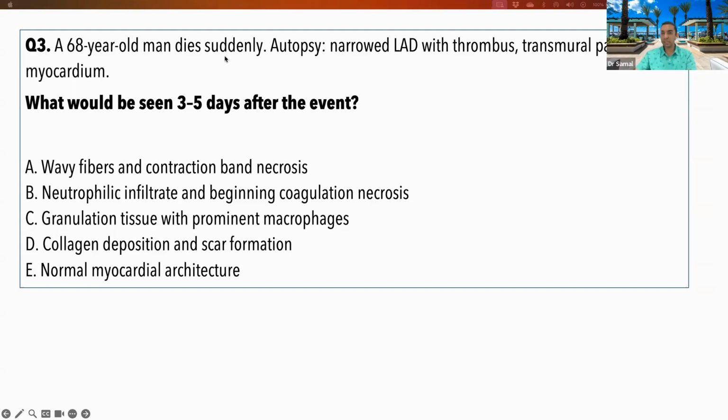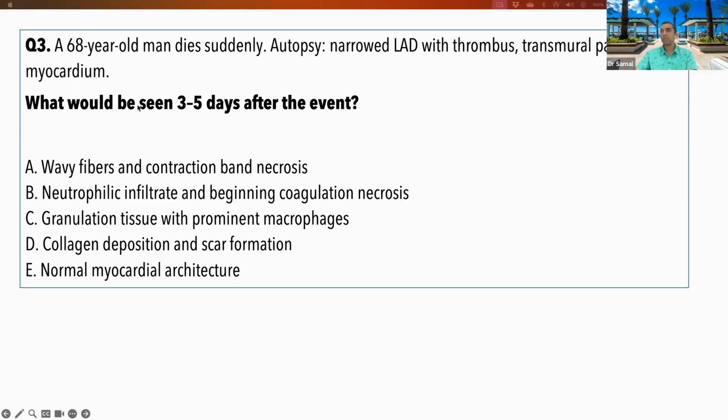Old dies suddenly. So the first line told me many things here. Died suddenly is like sudden cardiac death, probably. Autopsy, okay, let's see. Narrowed LAD with thrombus, okay. Transmural pale area. So this is MI with a transmural infarction.